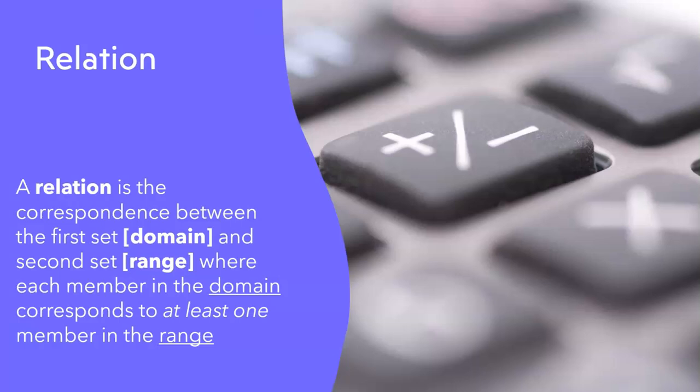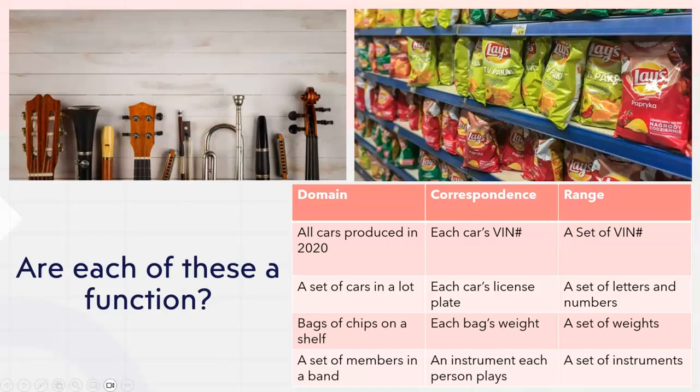A relation is the correspondence between the first set, the domain, your x values, and the second set, the range, your y values, where each member in the domain corresponds to at least one member in the range. So are each of these a function? If you had all of the cars produced in 2020 and a set of VIN numbers, yes, this is a function because each car has its own VIN number. If you have a set of cars in a parking lot and a set of license plate numbers, yes, this is also a function because each car has its own license plate number.